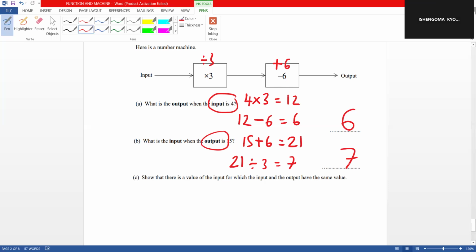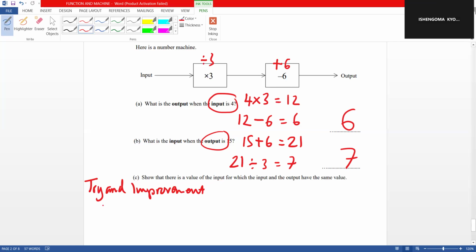Right. We are concluding with one of the most important basic tricky questions. Show that there is a value of the input for which the input and the output will have the same value. Now, this question, we can do it in 2 different ways. Number 1, we can use what we call trial and improvement. Trial and improvement means try out any input value until you get the value which gives you an answer.